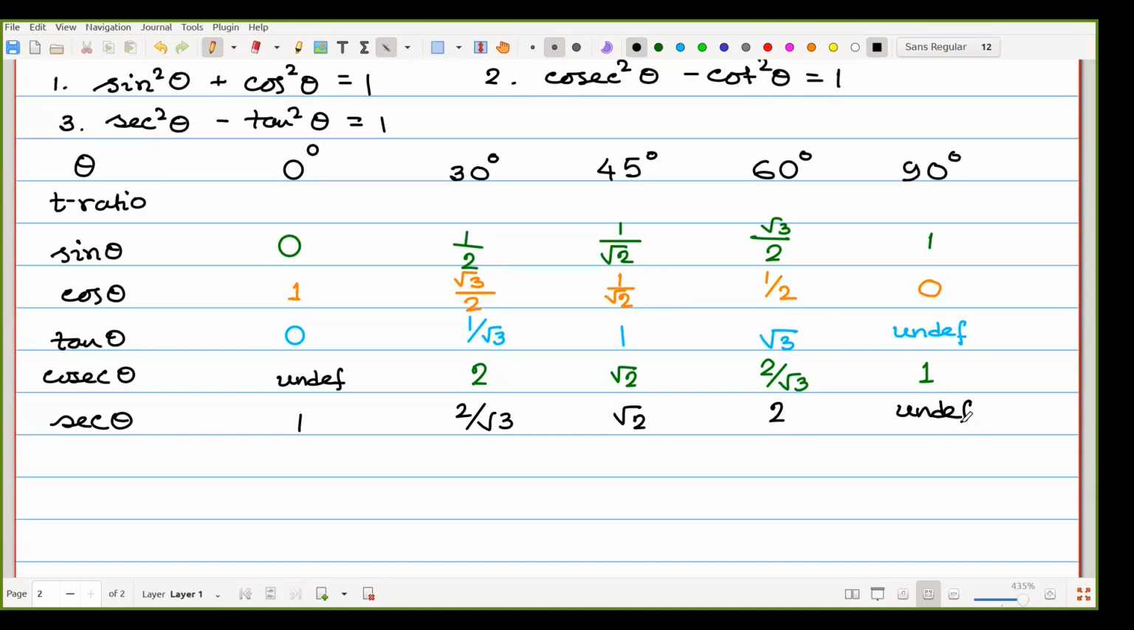Next one, suppose for sec theta, that is 1, 2 by root 3, root 2, that is 2, that must be undefined. And the final one, suppose for cot theta, that is the first one, that means cot 0 degree, that is undefined, that one root 3, that one 1 by root 3, and that is 0. So these values are required for our next problems.